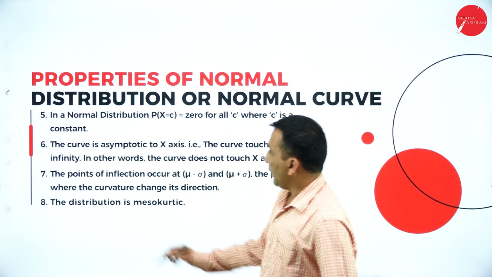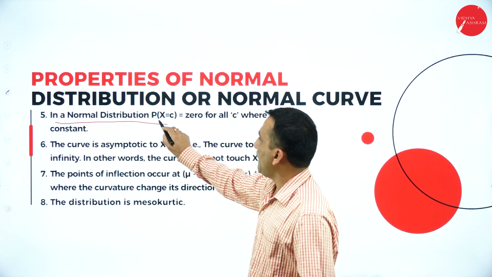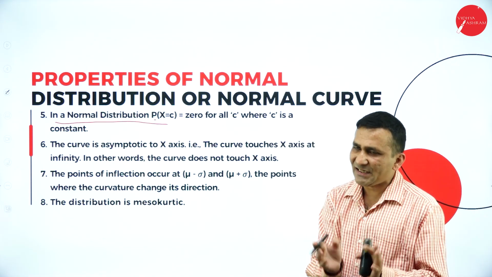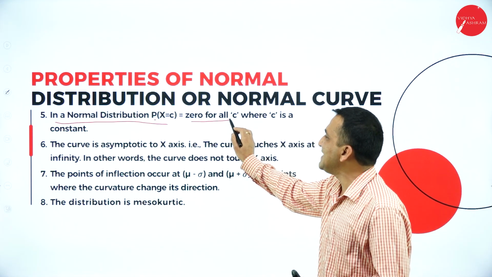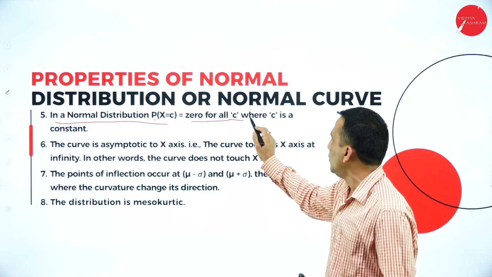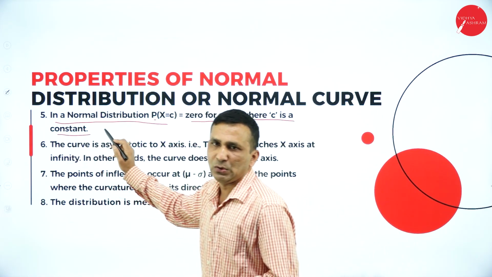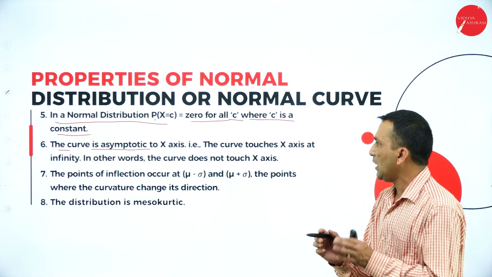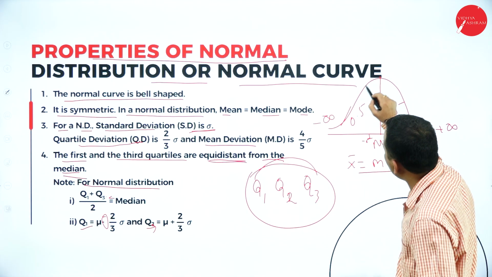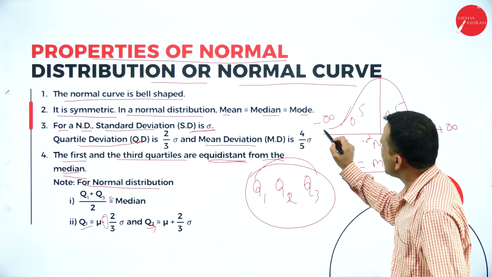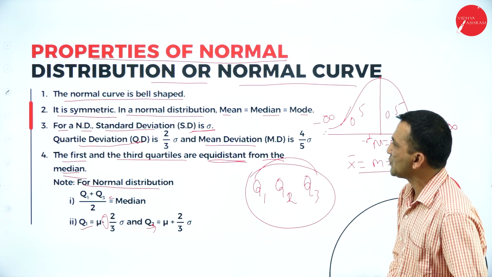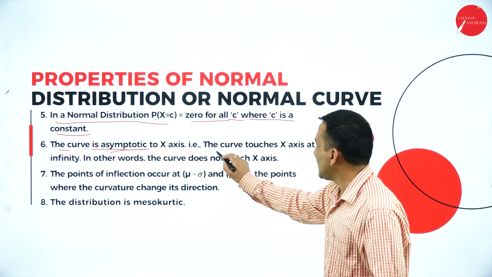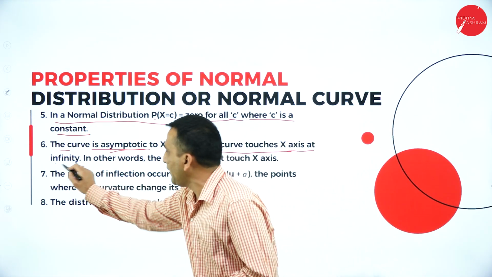Moving to the fifth property: in a normal distribution, P of X equals C, where C is a constant value, is 0 for all C. Sixth property, the curve is asymptotic. What does asymptotic mean? The curve does not touch the x-axis. It is always going on, not touching the x-axis, so the curve touches the x-axis only at infinity.